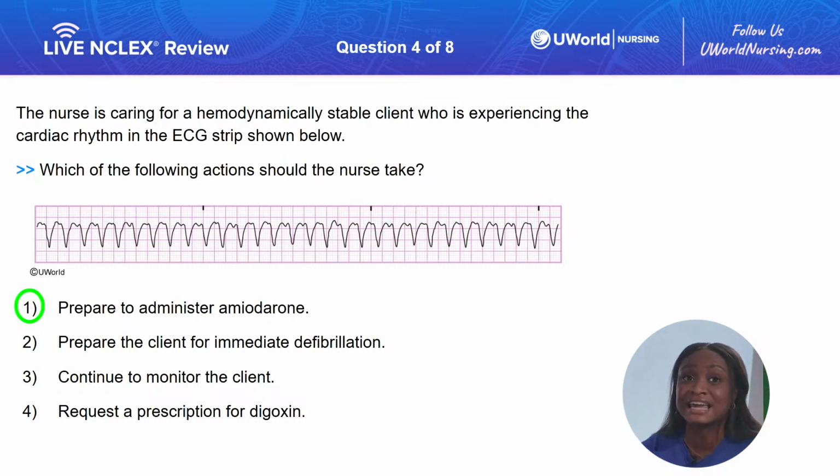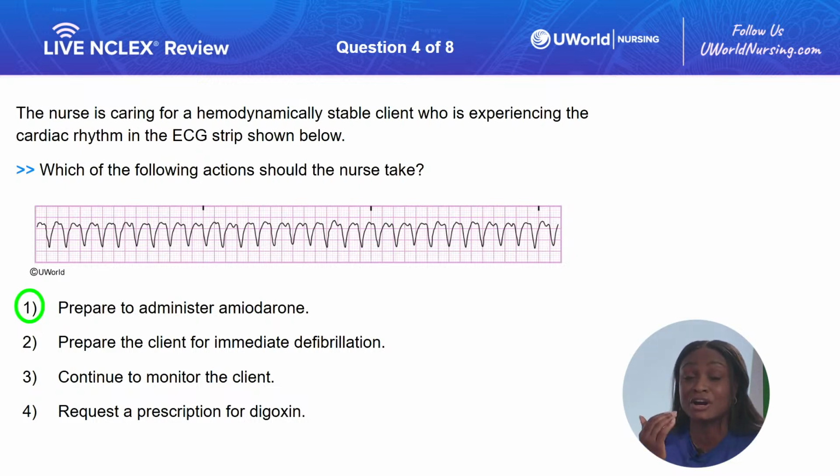But since this client is hemodynamically stable, which means that they're awake, they still probably have a pulse, we want to go from least invasive to most invasive. And so least invasive would be vagal maneuvers or giving medication. So in this case, amiodarone, which is an antiarrhythmic medication that can be given IV as well as orally. But in this case, it's an emergency. So we would start with the IV amiodarone, and hopefully that will help reset the heart to give the correct electrical current. So that is why option 1 is correct, because you want to do the least invasive to most invasive, especially since the client is still hemodynamically stable.